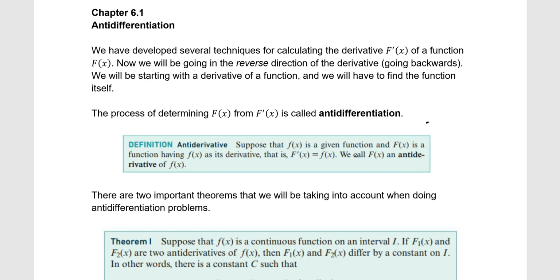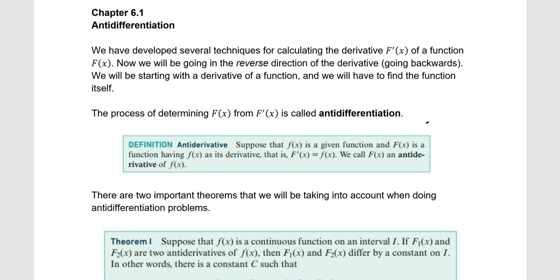Chapter 6.1, we are starting antidifferentiation. So far we've been coming up with several techniques for calculating derivatives, such as power rule, product rule, quotient rule, chain rule. So we've been finding the derivative f prime of a function f. Now, just like the name antidifferentiation suggests, we're going to be going in the reverse direction, essentially going backwards.